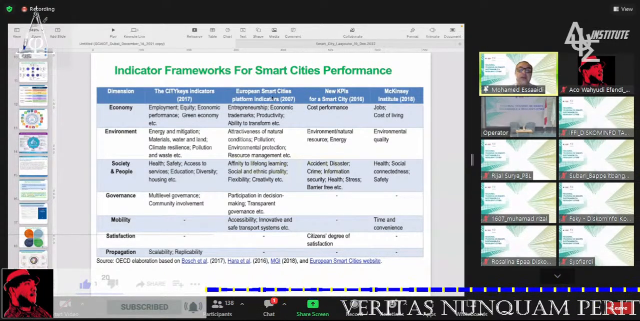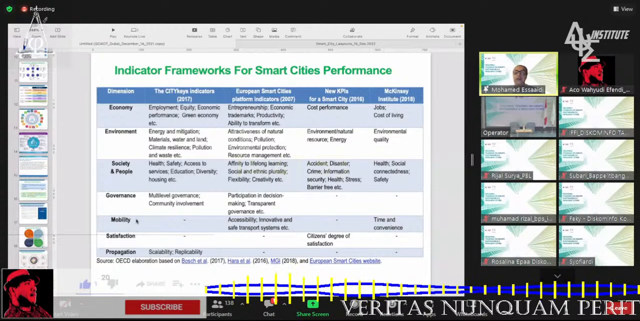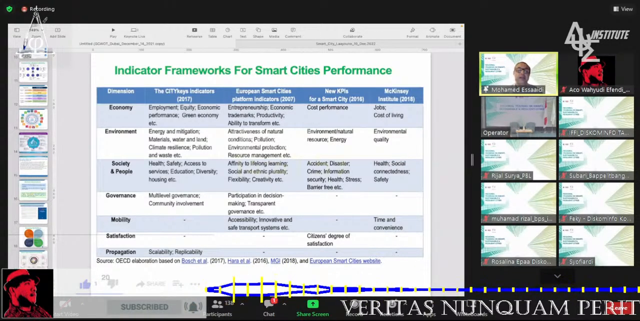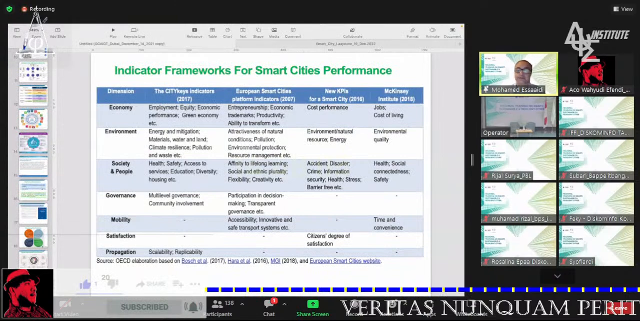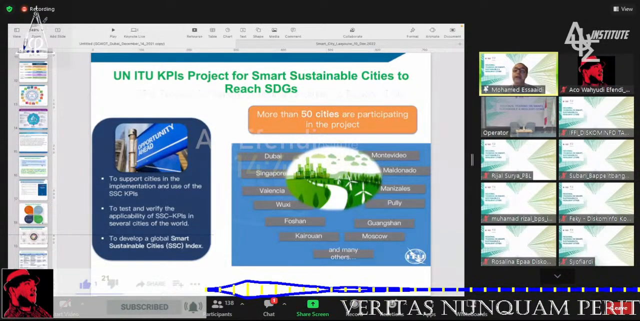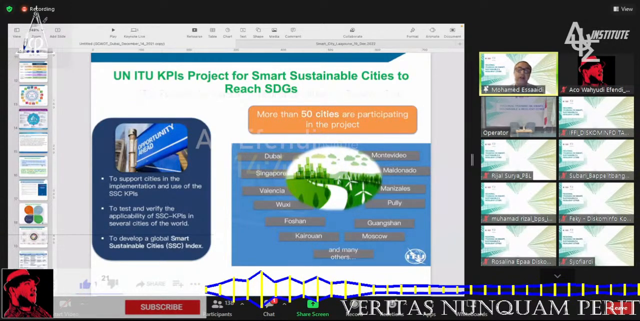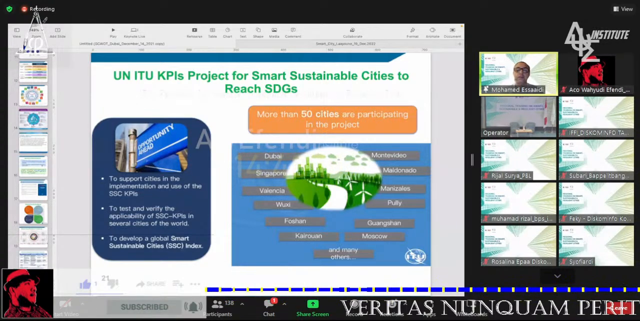So the European Smart City Platform indicator framework in 2007 proposed something similar here, as you can see. Also, the new KPIs are also a framework that proposed other indicators that allow us to measure the performance of smart cities, including resilience. There are also other indicators proposed by other organizations like the ITU, the UN ITU KPIs project, Key Performance Indicator project, for smart sustainable cities to reach the SDGs.